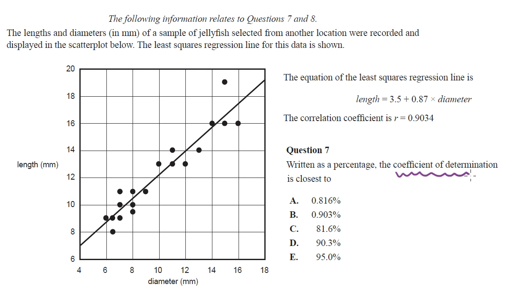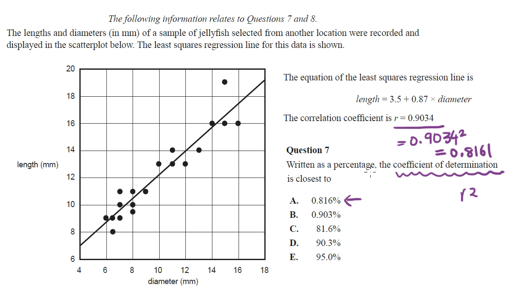So coefficient of determination means r squared. We've been given the correlation coefficient, which is r. So all we need to do is take this number and square it. So put it into your calculator and have 0.9034 squared. The answer to that is 0.8161. Now, this answer here is trying to stumble you up by just taking this number and saying, okay, rounding it to 3 decimal places, there's my answer.